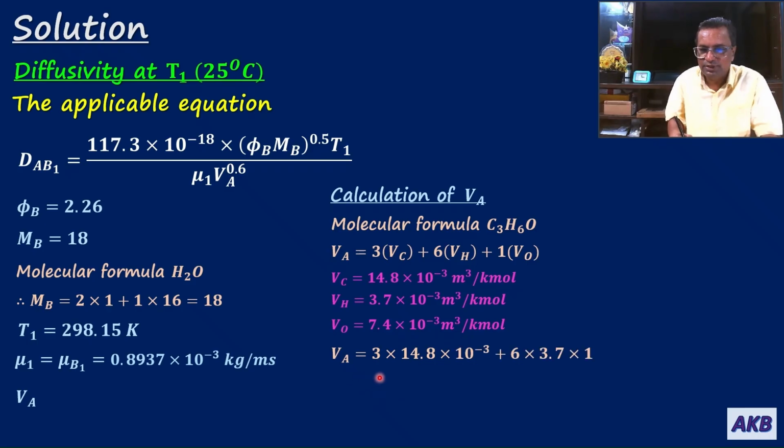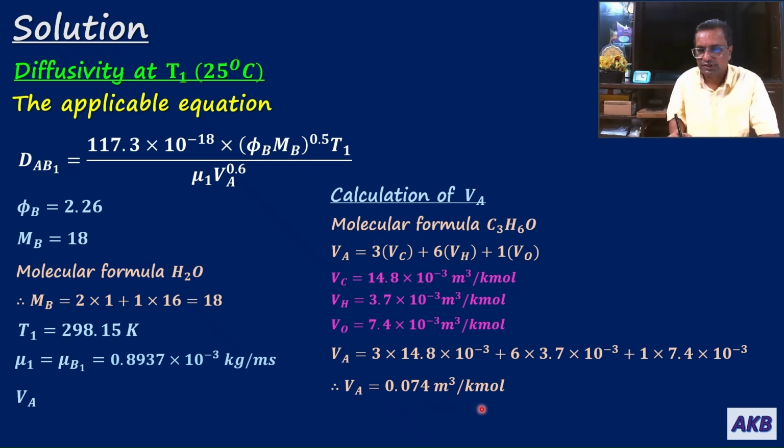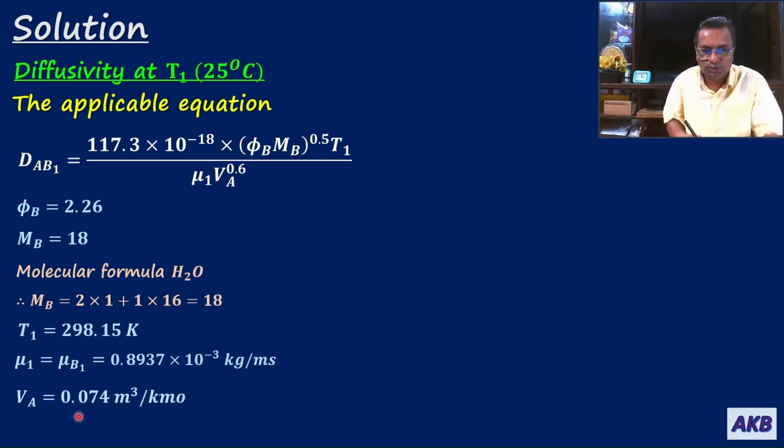So Va will be equal to 3 into 14.8 into 10 to the power minus 3, plus 6 into 3.7 into 10 to the power minus 3, plus 1 into 7.4 into 10 to the power minus 3. That gives us Va as 0.074 meter cube per kilomole. So this is how, if atomic volumes in meter cube per kilomole are known to you, you can find V, the molar volume at the normal boiling point. Let us move ahead. Now Va is known, it is 0.074 meter cube per kilomole.